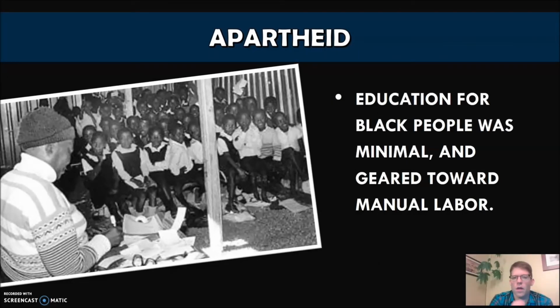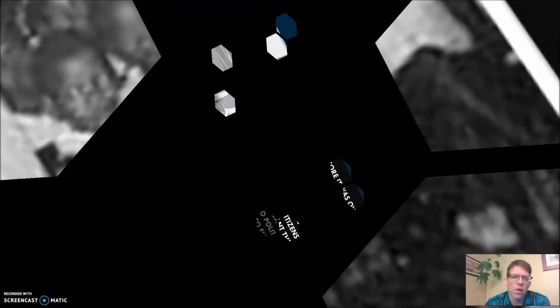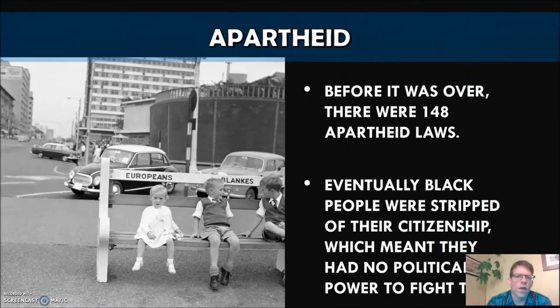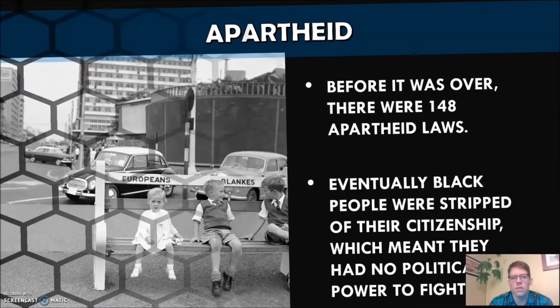And this was important because it made sure that these mines were extremely profitable in South Africa. Education for black people was often minimal to make sure that there was a ready force of mine workers, and the education was often geared toward manual labor. Before it was over, there would be 148 apartheid laws. Eventually, black people were stripped of their citizenship, which meant they had no political power to fight back against this.